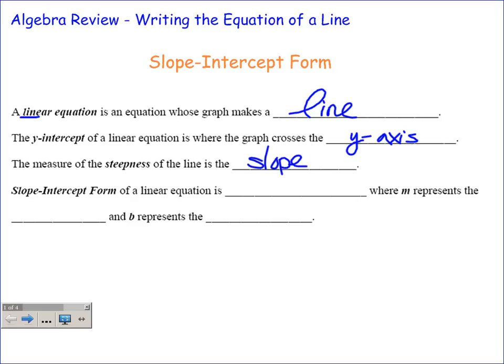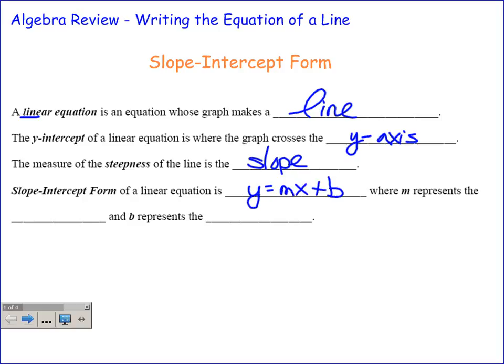The slope-intercept form of a linear equation is, well, that's close. Let me read the rest of it. Where m represents the blank and b represents the blank. So it has to have an m and a b in it. No, it's an equation. What's slope-intercept form? There we go. y equals mx plus b.